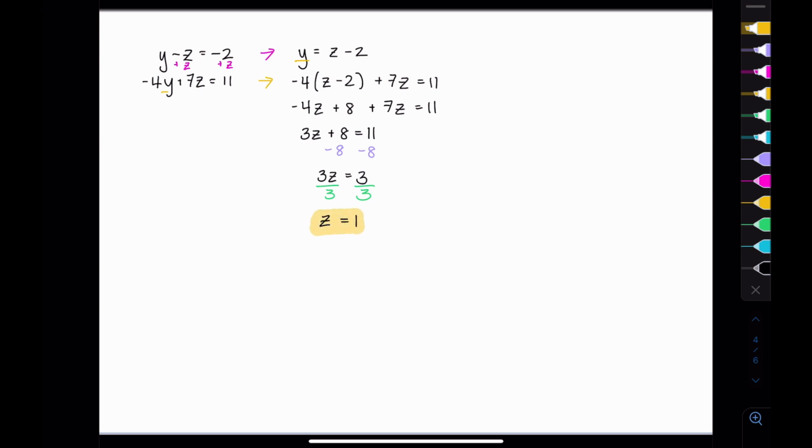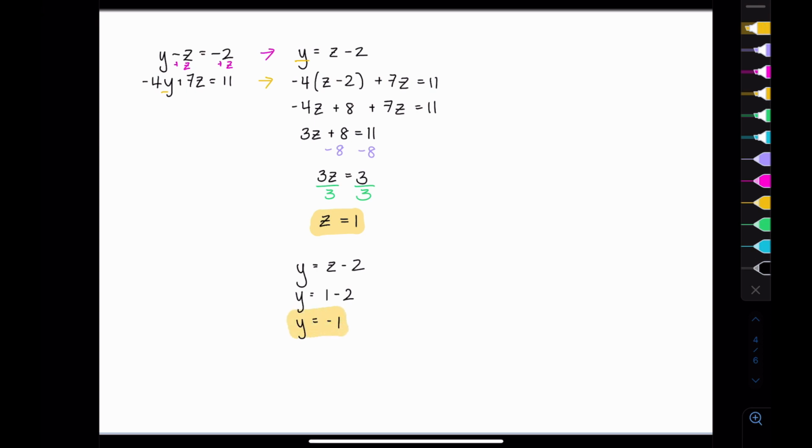Because I got a set value for z, this means there is a single solution. Now I need to figure out what the other variables are. But since we have z, we know y is z minus 2. So we just plug in that z has to equal 1. So y is equal to 1 minus 2. Our y coordinate then equals negative 1.